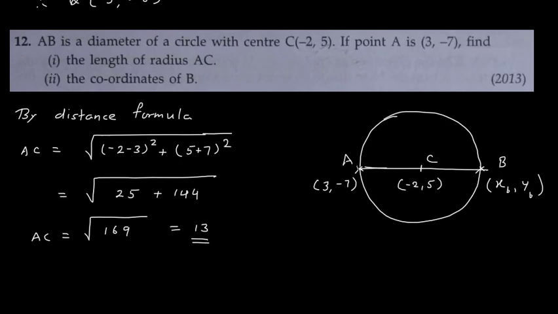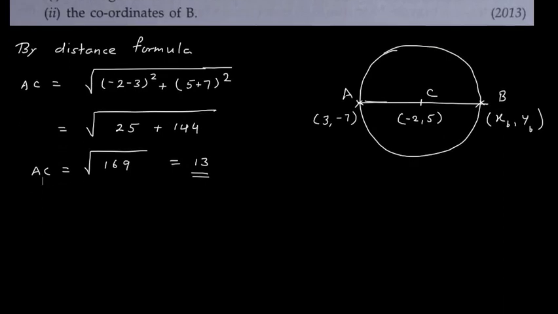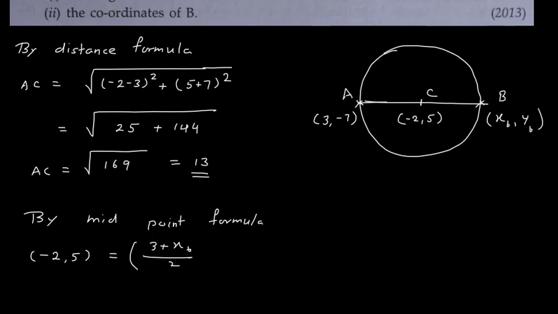Okay. Next I have to find the coordinate of B. Here I assume that the coordinate of B is (xb, yb). So I will say that by midpoint formula, this (-2, 5) is equal to (3 plus xb) divided by 2, comma, here we have (-7 plus yb) divided by 2.